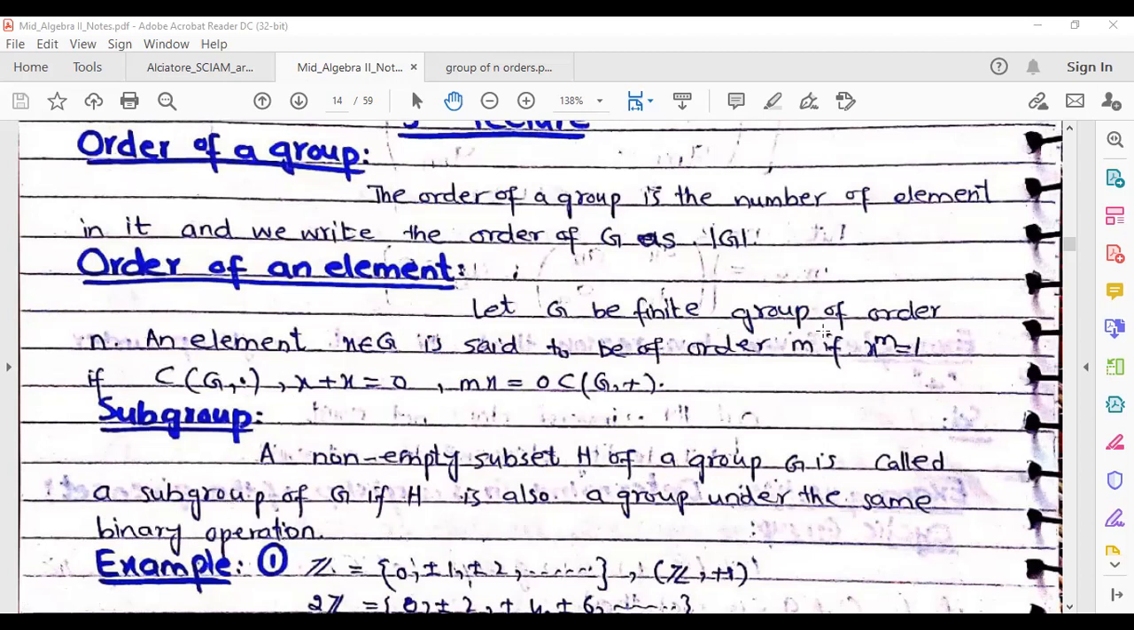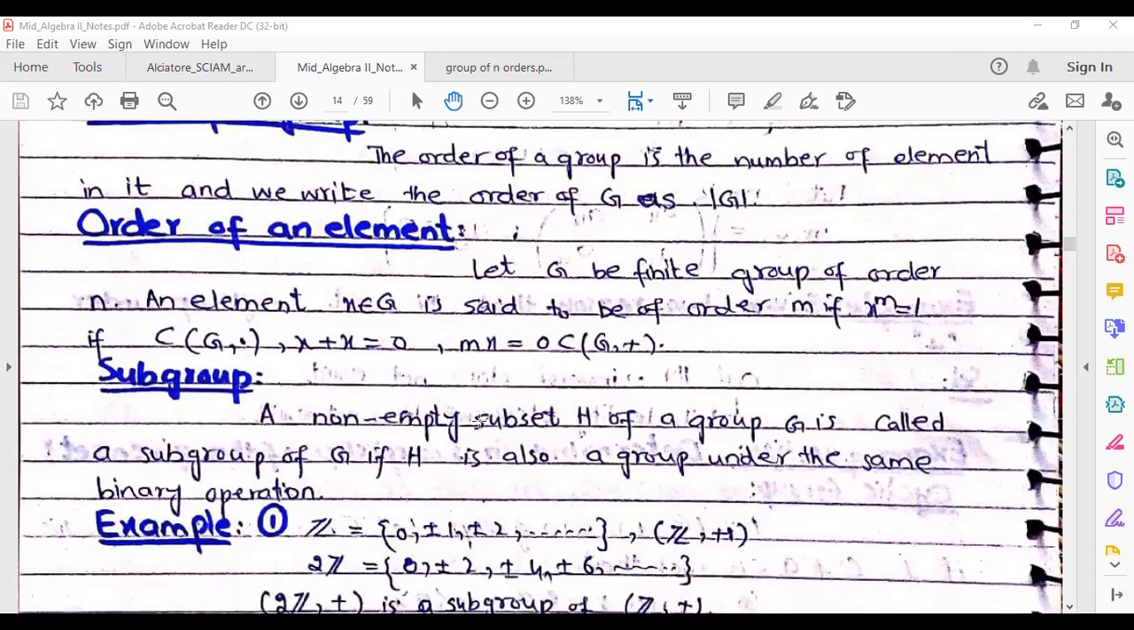Let G be a finite group of order n, and an element x belonging to G is said to be of order m if x raised to the power m equals the identity. For example, you have one element and you add another element to it, and you get the identity element. How many times you add the element A, that number is the order of that element. We see an example of the order of an element and try to make it clear next.